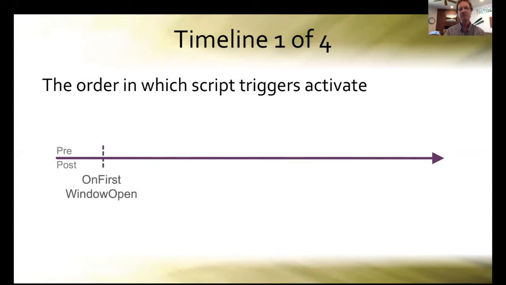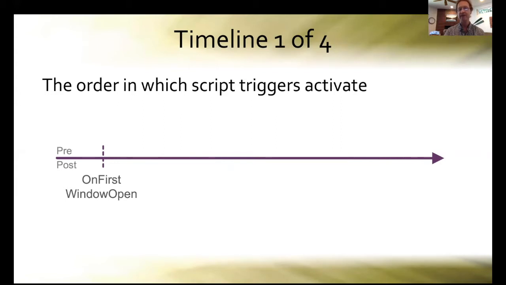The first thing that happens when a user opens a database in FileMaker Pro or Go or WebDirect is the on first window open script trigger is encountered. And if we've activated it, then a script would run. Many of us use that trigger event.